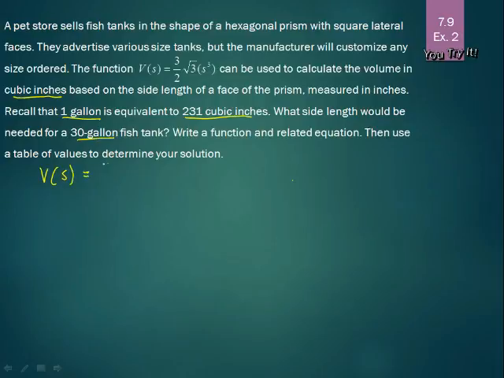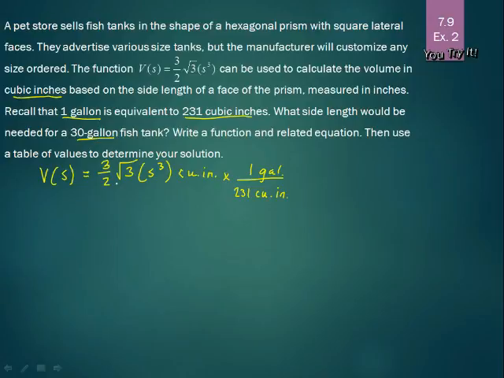So let's write out our function here. This is in cubic inches, and to convert that, we just need to use the conversion factor they give us. We'll put our cubic inches diagonally so that those will cancel. So we'll put 231 cubic inches on the bottom and 1 gallon on top. And then we just need to multiply across and divide.